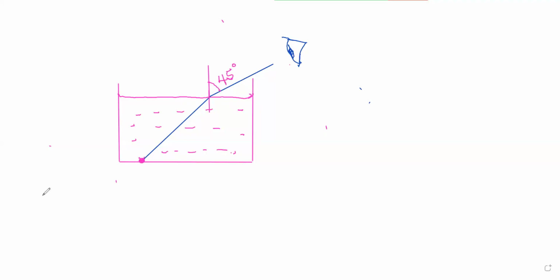So what will be the actual? Now, if I rule a vertical line from the tip, which is the actual, this is also the normal. What will be the actual inclination? So how do I get that? Let me extrapolate this refracted ray backward.